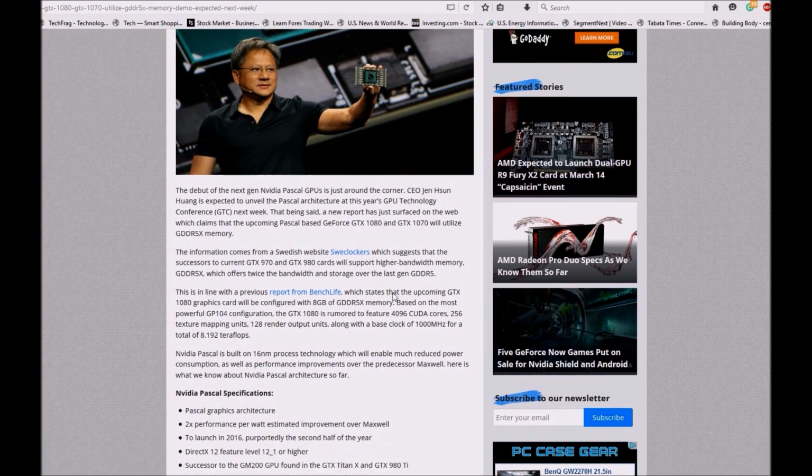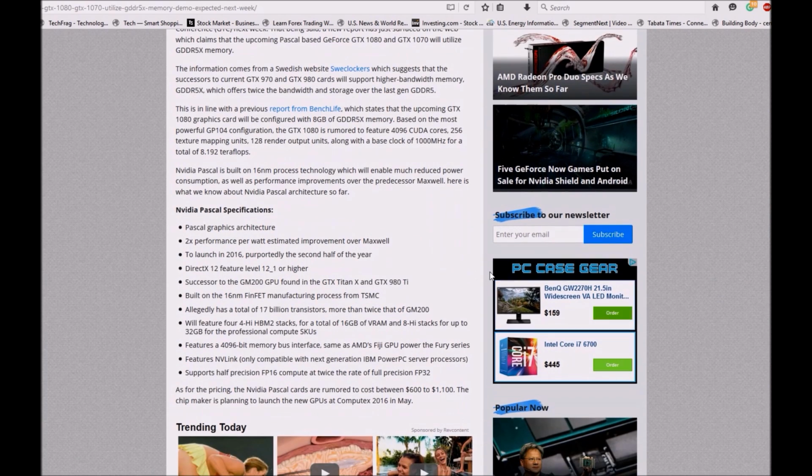Here is what we know about the Nvidia architecture so far. Pascal has an estimated 2x performance per watt improvement over Maxwell, to launch in 2016. DirectX 12.1 or higher, successor to the GM200 GPU found in Titan X and 980 Ti, built on the 16nm FinFET manufacturing process, allegedly has a total of 17 billion transistors, more than twice that of GM200. It will feature four HBM2 stacks for a total of 16GB VRAM, and 8 HBM2 stacks for up to 32GB for the professional compute SKUs.